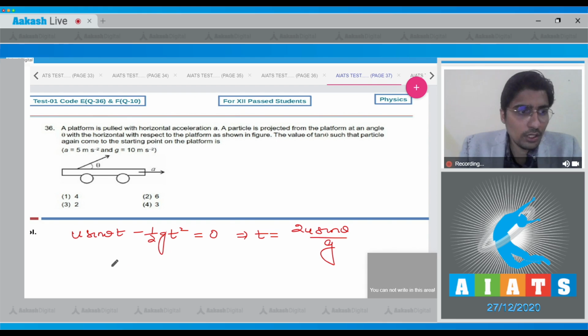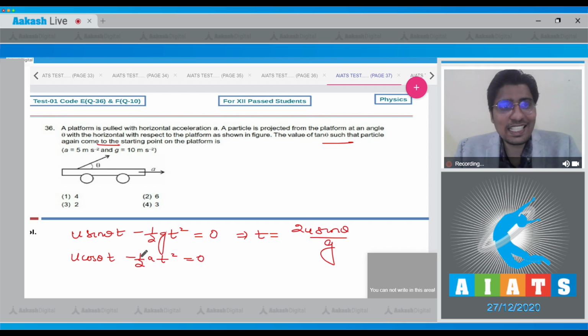Now in the x direction, it is given that the particle comes back to the starting point on the platform. So with respect to the platform, the x displacement will be 0 as well. So we can write that u cos theta t minus half a t square should be equal to 0. a is the acceleration of the platform and the relative acceleration of the particle in the x direction will be equal to a as well. From this we can write that t will be equal to 2u cos theta by a.